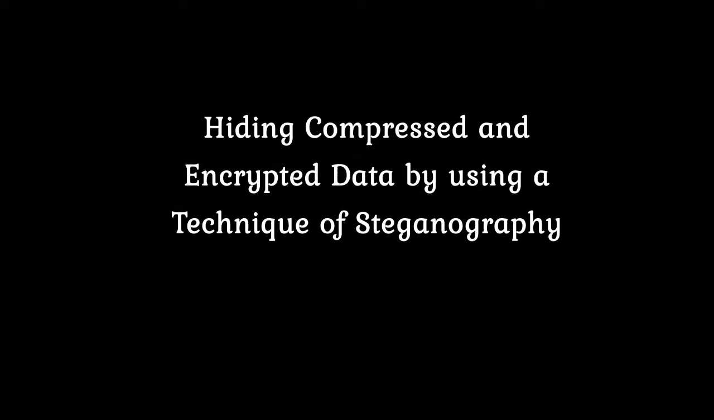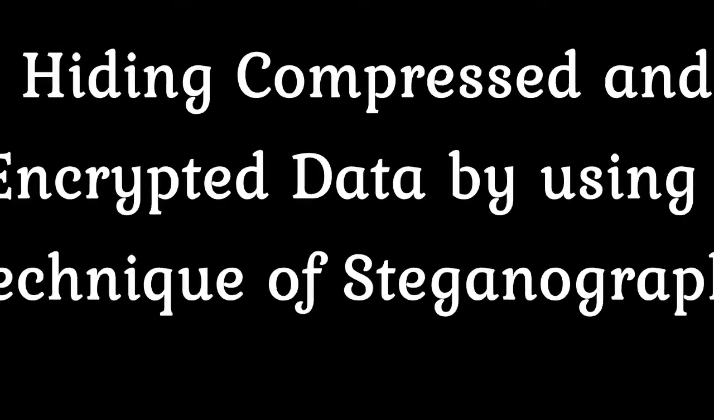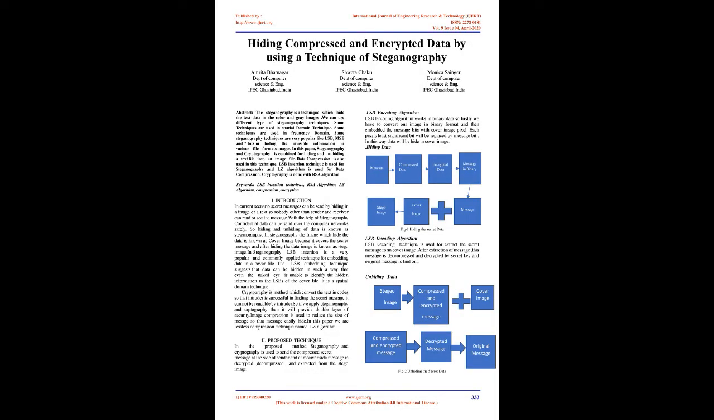Hiding compressed and encrypted data by using a technique of steganography. Abstract: Steganography is a technique which hides text data in color and gray images. We can use different types of steganography techniques. Some techniques are used in the spatial domain, and some techniques are used in the frequency domain.